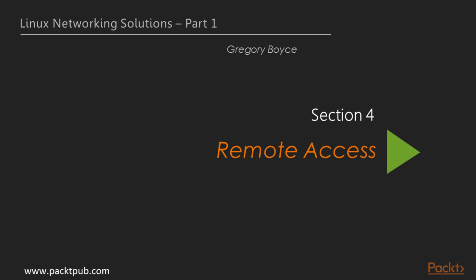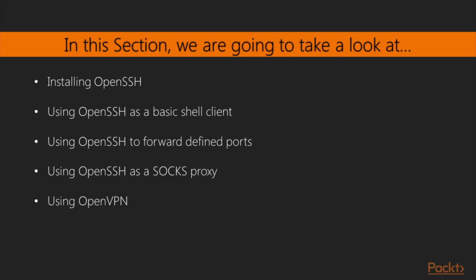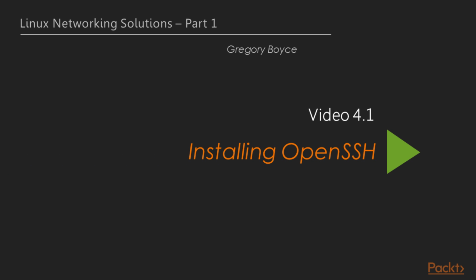Hi, welcome to the new section of the course, Remote Access. In this section we will cover topics such as installing OpenSSH, using OpenSSH as a basic shell client, using OpenSSH to forward defined ports, using OpenSSH as a SOCKS proxy, and using OpenVPN. So let's begin with the first video titled Installing OpenSSH.